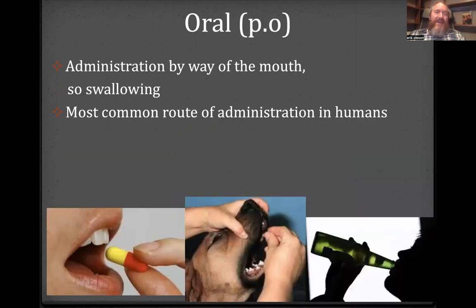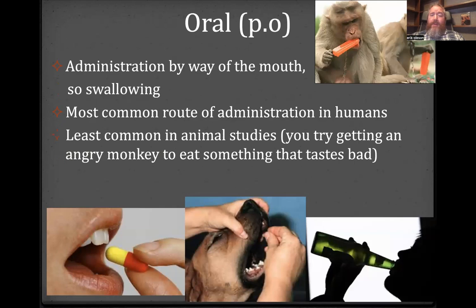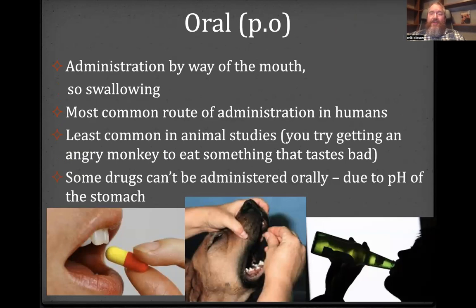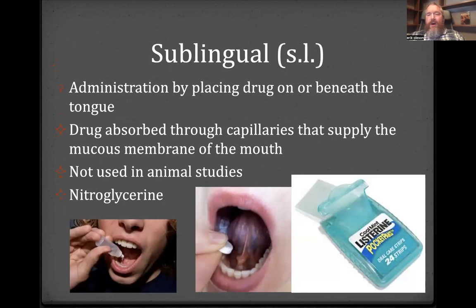They were worth more. But the oral route, also abbreviated PO or per os, Latin for per mouth, is the slowest route. This is typically how we give medicines in an outpatient setting, though, and it's least common in animal studies. You try to make an angry monkey take a bitter medicine. It just doesn't work very well. Some drugs also can't be administered orally due to the pH of the stomach. The pH of the stomach is highly acidic, and only certain drugs can be tolerated through that.